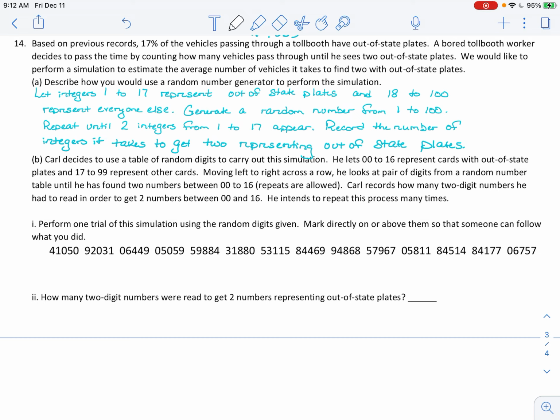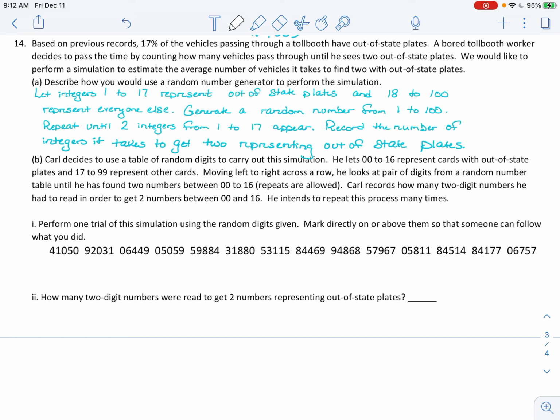Then I need to generate random integers, and again, I'm representing 100%, so I'm going to represent numbers from 1 to 100. And I'm going to keep doing this until I get 2 out-of-state plates. Because again, he's seeing how many cars pass through until he sees 2 of the out-of-state plates. So I'm going to keep getting numbers until 2 integers from 1 to 17 appear.